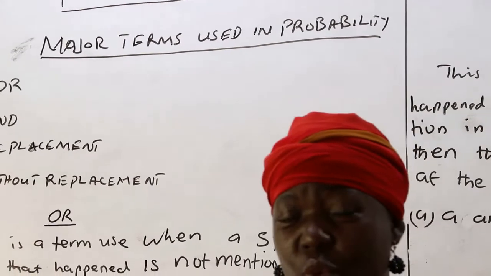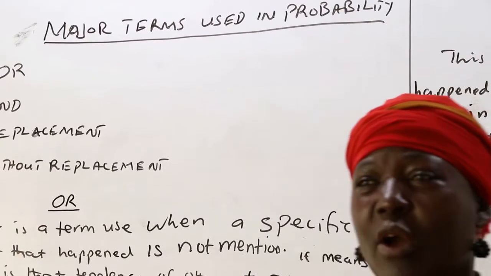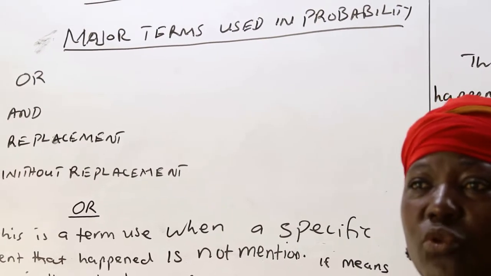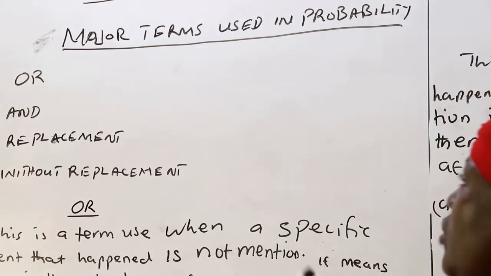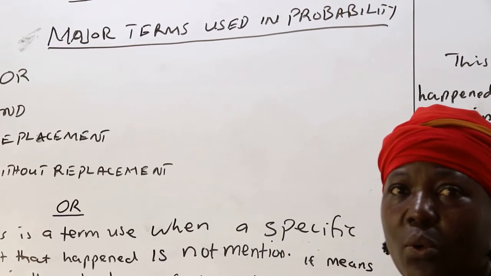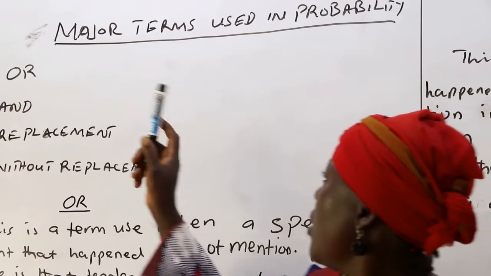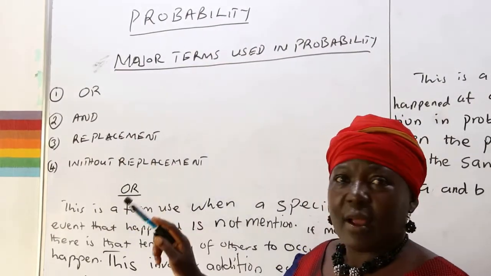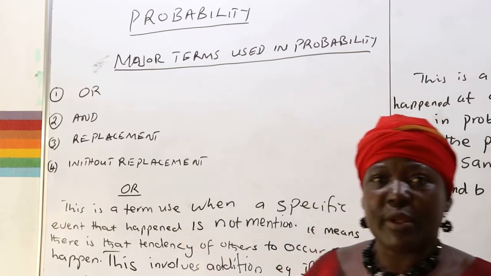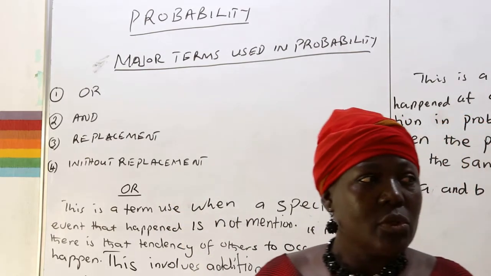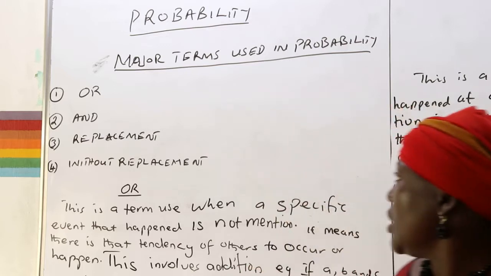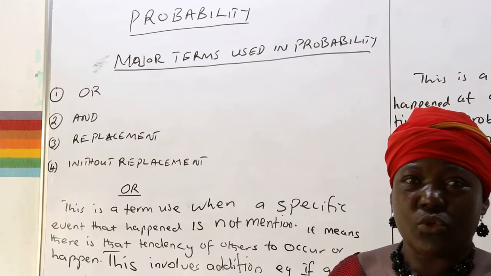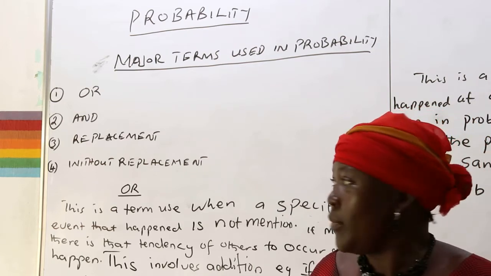And when you are studying probability, you will come across some terms that are very important and will lead you on what to do. Some of them are here: or, and, replacement, without replacement. When you come across any one of them, it is telling you the direction of what you will do in solving that problem of probability.